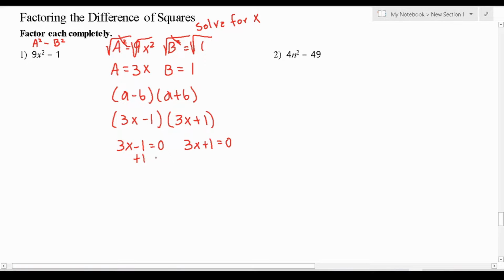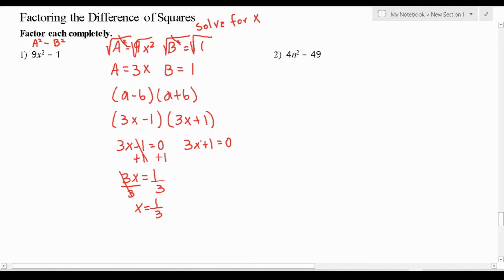So I'm going to add 1 to both sides. Negative 1 plus 1 crosses out, leaving us with 3x equals 0 plus 1, or just 1. Again, we're going to divide both sides by 3 to get rid of it on this side. That leaves you with x equals 1 over 3, or 1/3.